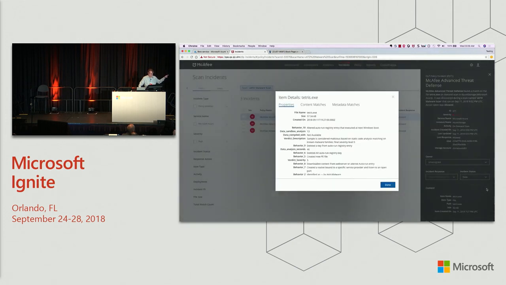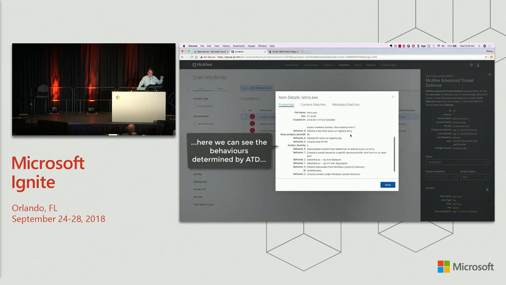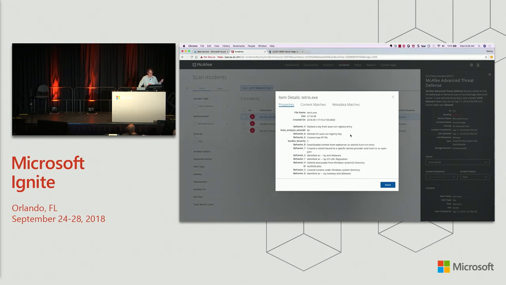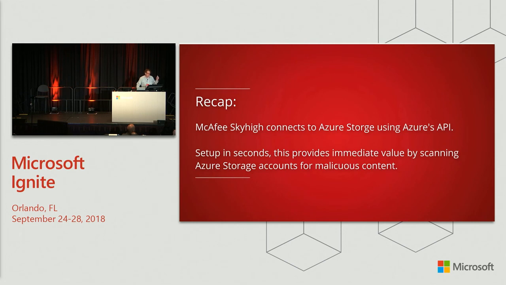So this tells us what matched in there. So this is all of those attributes and behaviors within the file that determine it to be advanced threat detection. So that is us using the API to look at data at rest. And again, you saw the setup. It was almost in real time, so it sets up really quickly.